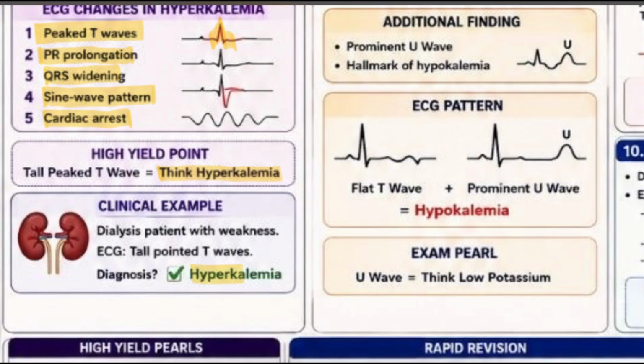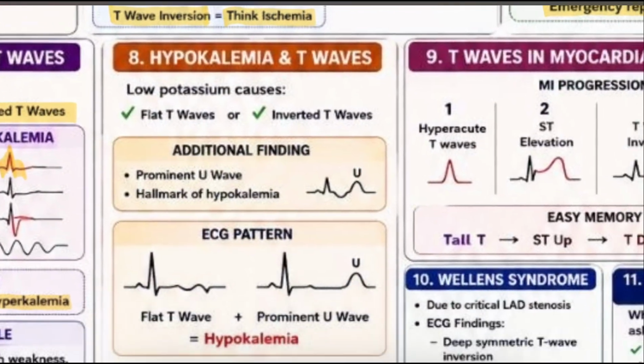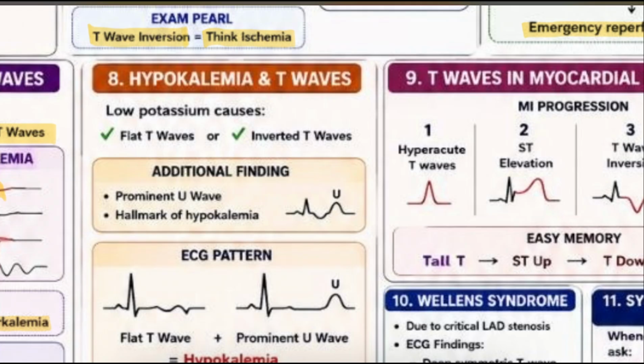Then the diagnosis is hyperkalemia, because in a dialysis patient the kidney is not functioning properly, so we can see a greater amount of potassium in the body, so it will cause hyperkalemia. Okay, next you can see here that is hypokalemia. Hypo means low potassium. The low potassium causes flat T waves and inverted T waves.